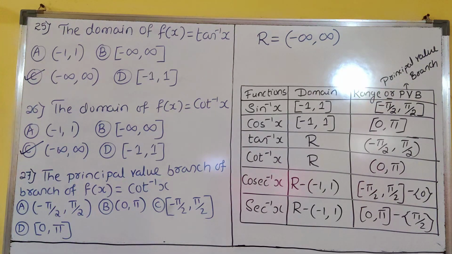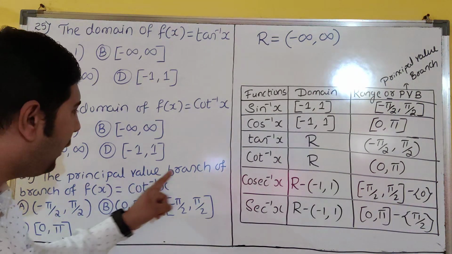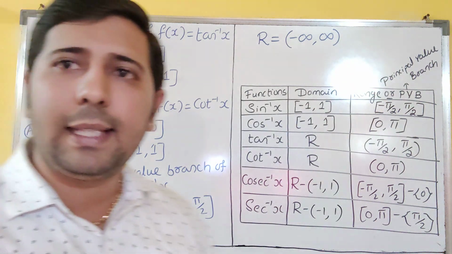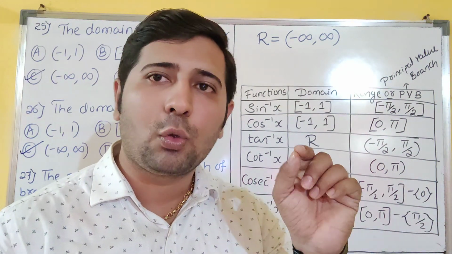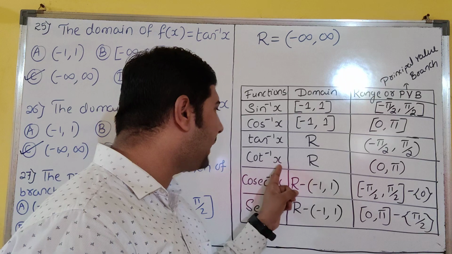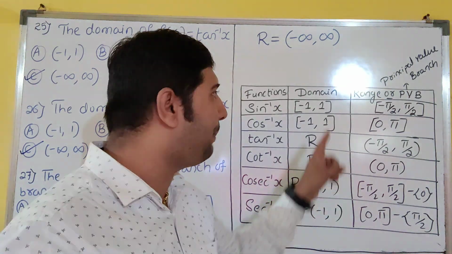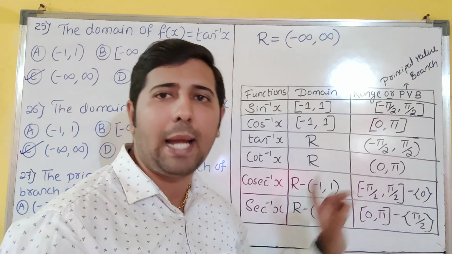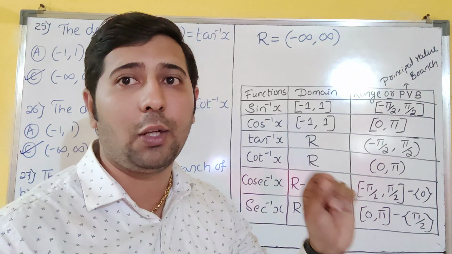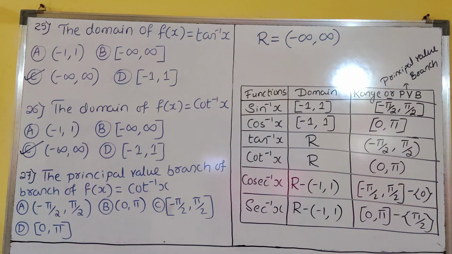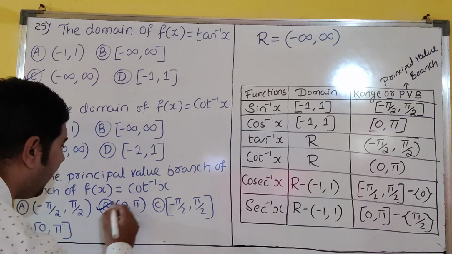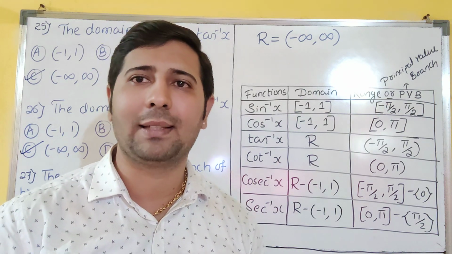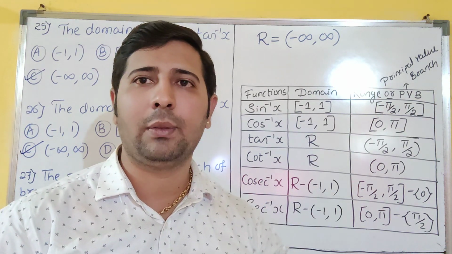Now see the 27th question. One more question I have written. The principal value branch of f of x is equal to cot inverse x. What is the principal value branch of cot inverse x, dear students? The principal value branch is the open interval 0 to pi. Open interval 0 to pi is in which option, dear students? That is there in B. B is our correct answer. B for bingo is our correct answer, dear students. I hope you have understood this. So please copy this. We'll continue the questions.